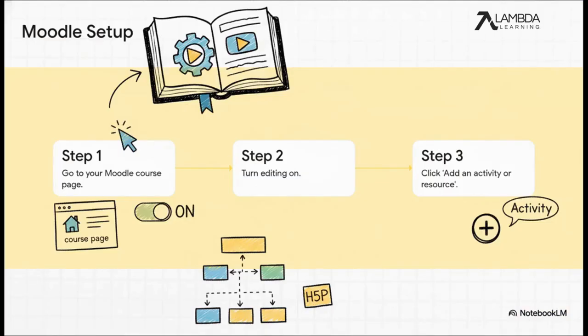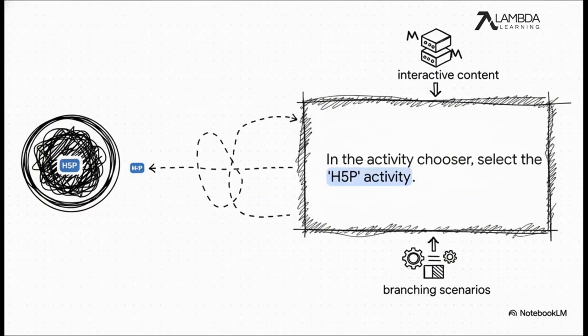Okay, first things first, hop into your Moodle course. You know the drill. Find that Turn Editing On button and give it a click. Then, in whatever section you want the scenario to live, click Add an Activity or Resource. When that activity chooser pops up, just look for the H5P activity. It's usually got that black icon. Think of this as the main container that holds all your different H5P creations.